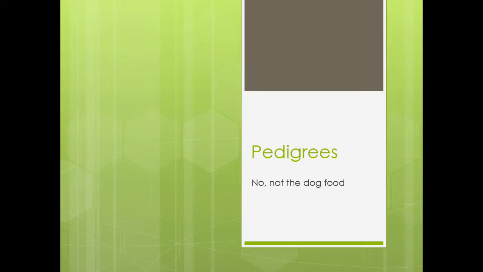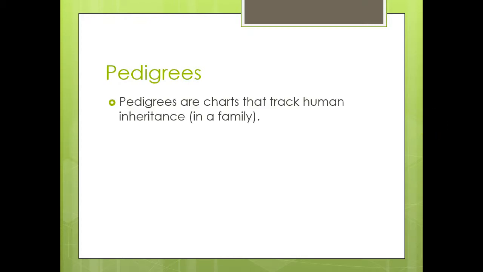Today's lesson is on pedigrees, and no, I don't mean the dog food. We're going to learn how to use pedigrees to track patterns in human inheritance. So what is a pedigree? A pedigree is a chart that tracks human inheritance, like in a family.